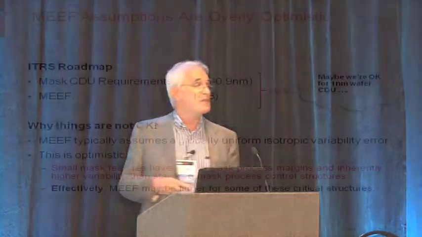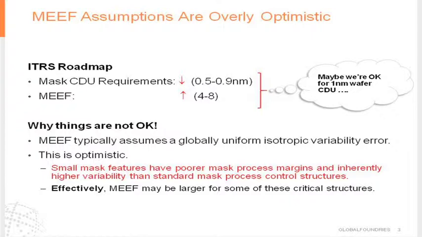So you're all here at Bacchus, at a mask conference, so you know mask CDU better than I do, and you know MEEF. If you look at the roadmap, and this is a generalization, the CDU requirements say 0.5, 0.9 roughly, and MEEF is 0.4 to 8. But if you get together with people, they say MEEF is actually going to be higher than that. If you take these numbers, you say, well, maybe 1 nanometer CDU is okay if we just do what we're doing right now. Well, I don't think things are necessarily okay. And I'll tell you why.